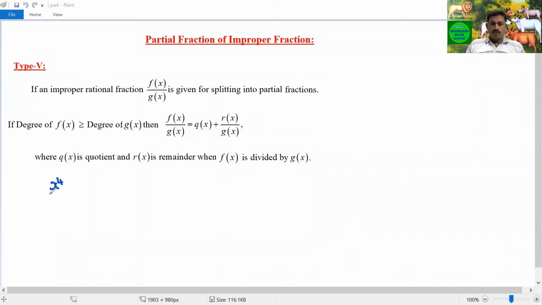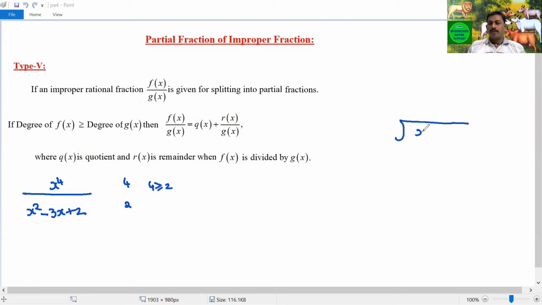Example, x power 4 divided by x square minus 3x plus 2. If you observe, the numerator degree is 4, the denominator degree is 2. So therefore 4 is greater than or equal to 2. So it comes under improper fraction. So once you are getting an improper fraction, we have to divide that f of x by g of x.